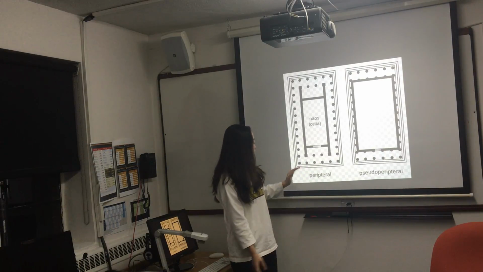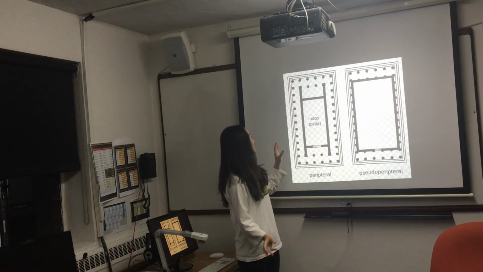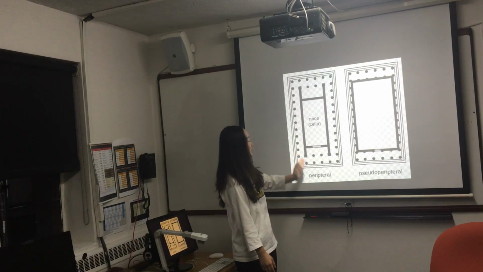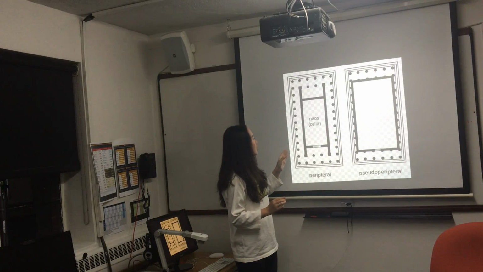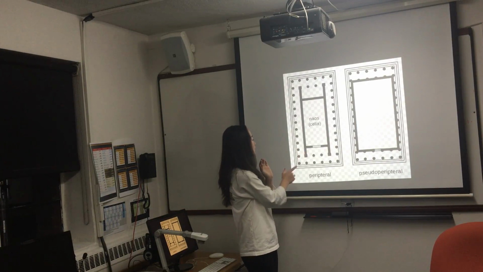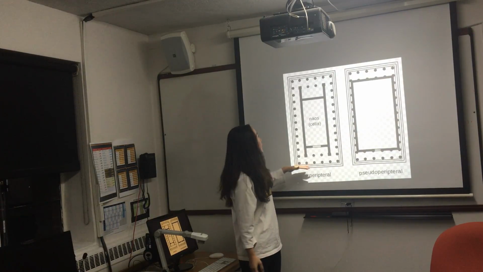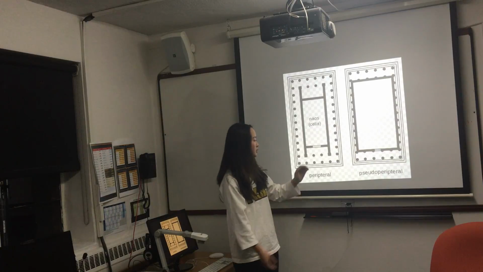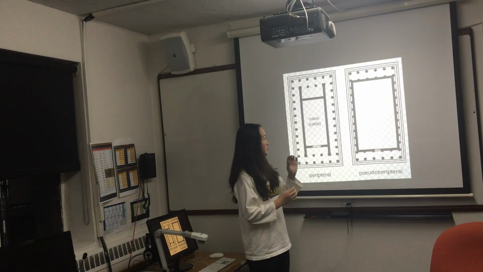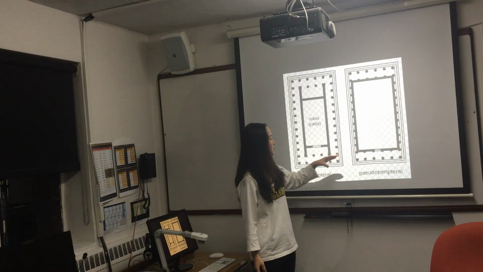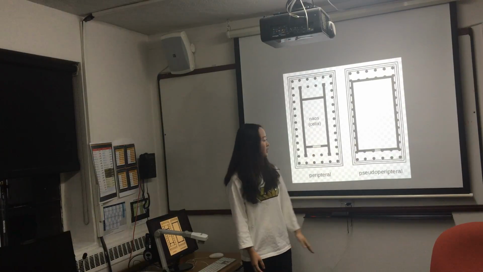As you can see, in the peripteral style, there are basically peripheral columns around the cella in the middle, and there are six columns in the front and also in the back. And in the pseudo-peripteral, there is also a cella in the middle of the temple, but there are freestanding columns around the cella.